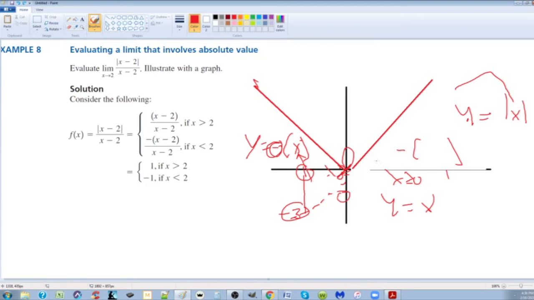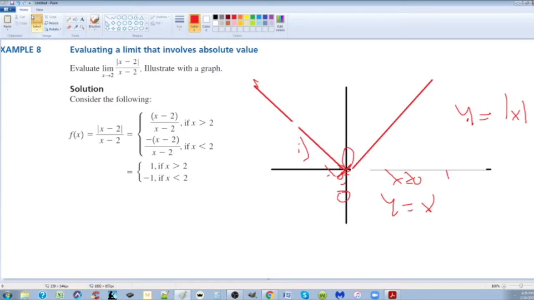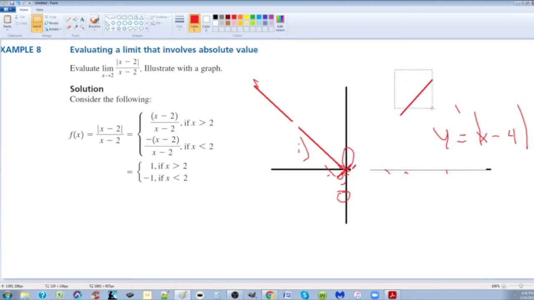If you don't believe me, take a bunch of x values and plug them into this, and take a bunch of x values and plug them into this, and then plot it, and you'll see you have an absolute value graph. Well, it turns out this also works for more complicated absolute value graphs. So if I have the absolute value of y is equal to x minus 4, and I'm going to get rid of this absolute value here because it's clearly not the same.